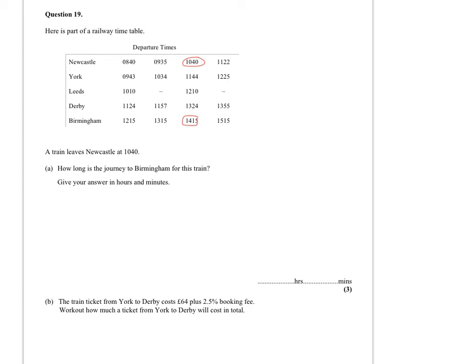So from 10:40 to 11 is going to be 20 minutes. From 11 o'clock to 2 o'clock, it's going to be 3 hours. And then from 2 o'clock to 2:15 is going to be 15 more minutes. So it's going to be 3 hours and 20 plus 15 minutes. So we're going to have 35 minutes and 3 hours. 3 hours, 35 minutes.